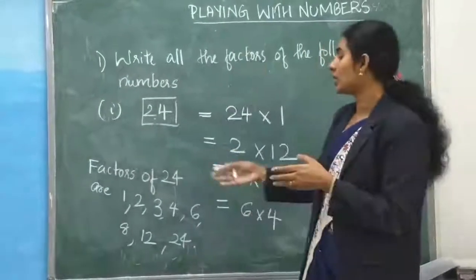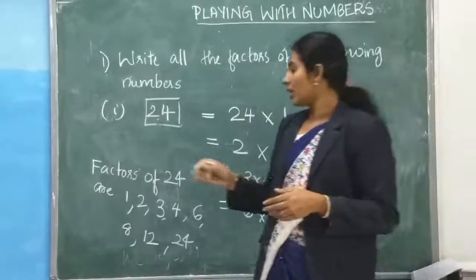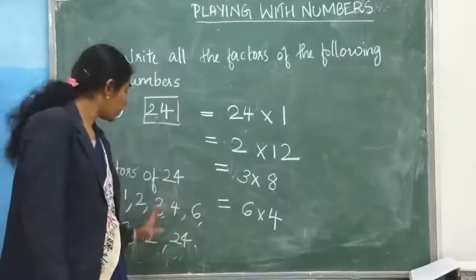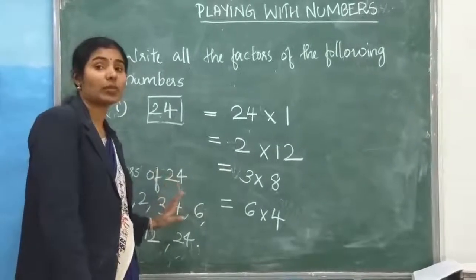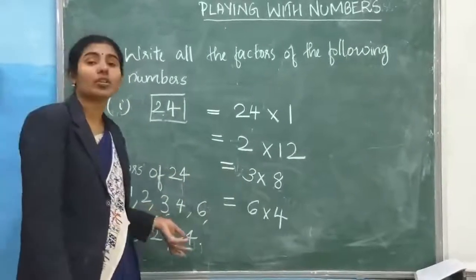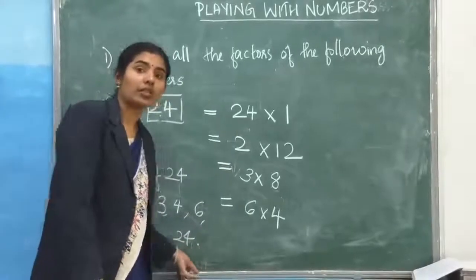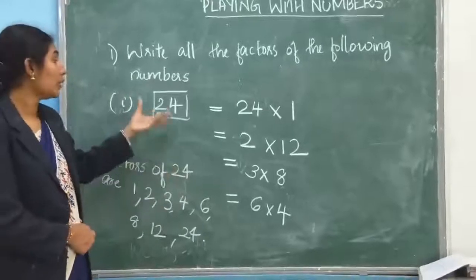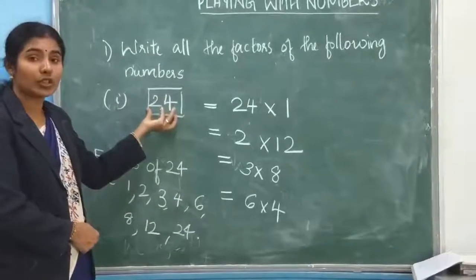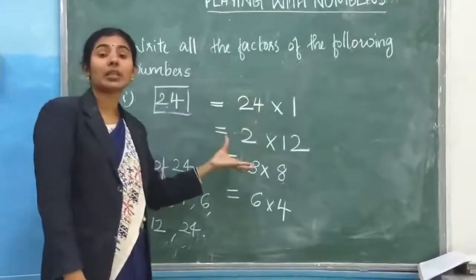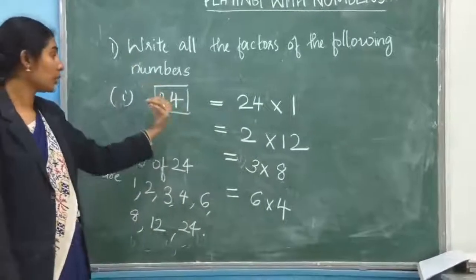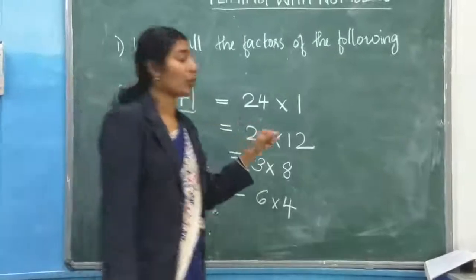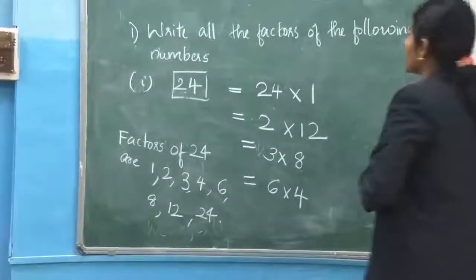You can write in any order. You don't have to write in ascending order, though it will be good if you do. Otherwise, it is not important. Order is not important when writing all the factors. So what is meant by factors of 24? They are the numbers which, when you multiply, give 24. Each such number is a factor. Like this, for other numbers also you should find the factors.